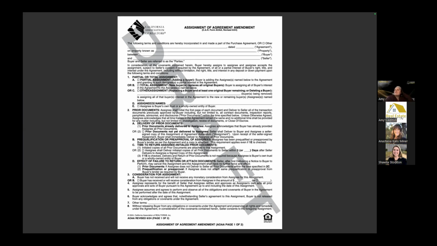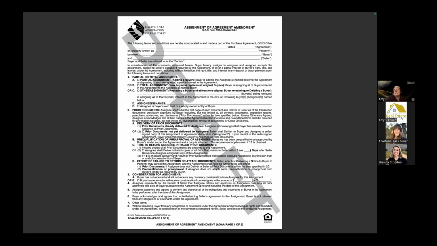So this is the assignment of agreement form. This one doesn't have any major changes. In case you've never seen this form before, this is the form on the residential purchase agreement underneath the investigation of property contingency. I think it's right there. It could be up a little higher. It talks about the period that you can assign the contract. Okay. So it's assignment of agreement.